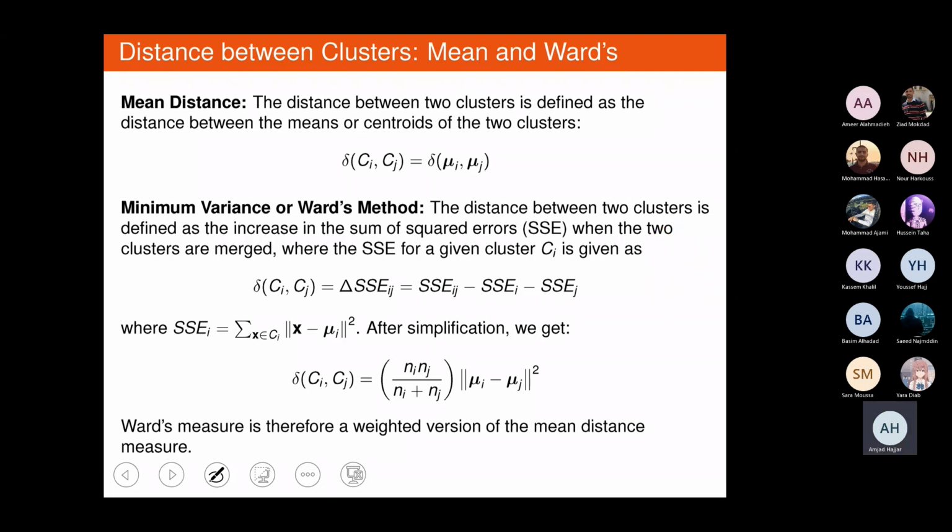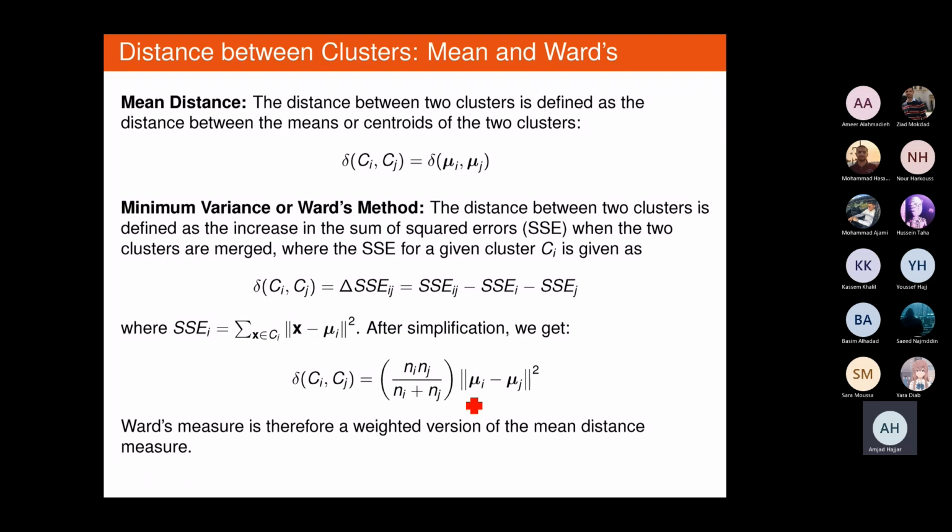After some simplifications, the SSE, as said here, is sigma of x minus mu I squared. This is SSEI, the SSE for cluster I. We know that. Now, after simplification of the formula, we can get that the distance between CI and CJ equals Ni Nj over Ni plus Nj, times mu I minus mu j squared, where Ni is the number of points in cluster I, Nj is the number of points in cluster J, and here is the squared distance between their centroids. And this is a simplification for calculating the Ward distance between two clusters.